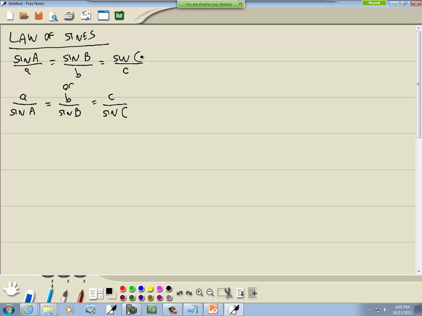Now the capital A, B, and C represent angles. Little a, little b, and little c always represent the sides. The triangle we're talking about is no longer a right triangle, but let's say that angle's A, that angle's B, and that angle's C. The side opposite of them would be the corresponding one. So this is angle C, this is side C. This is angle A, this is side A. This is angle B, this is side B.